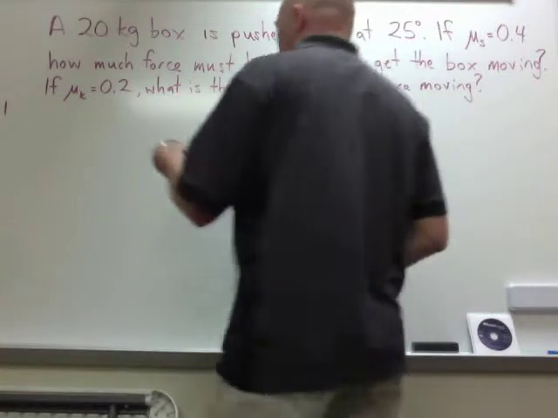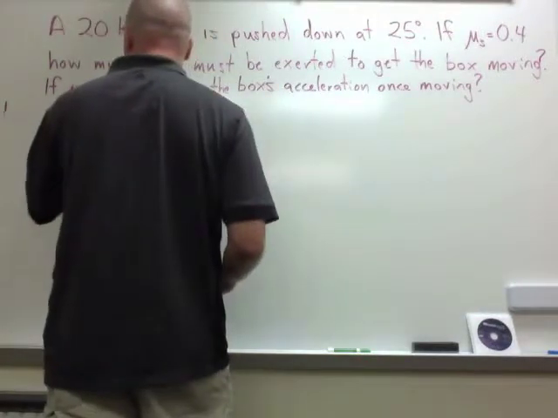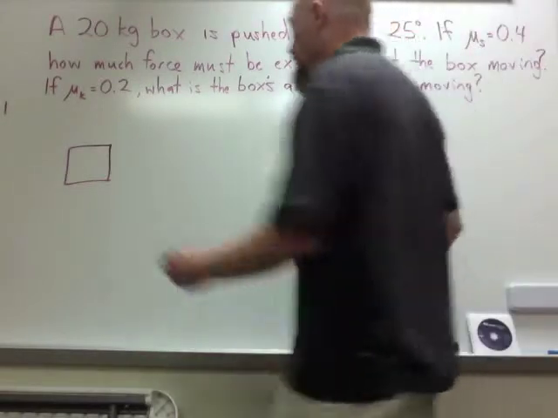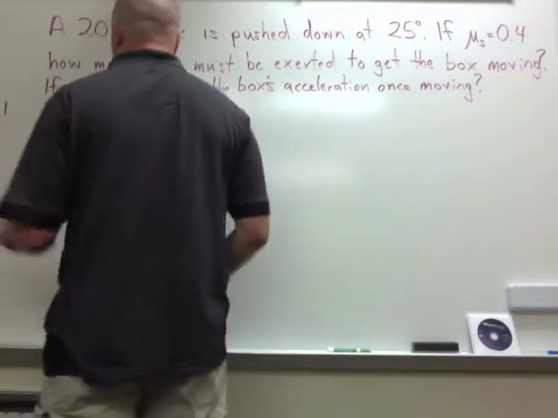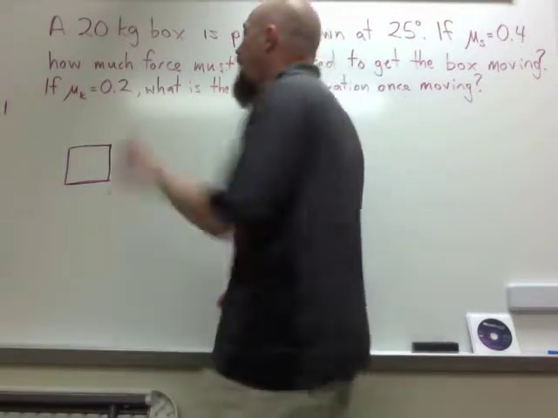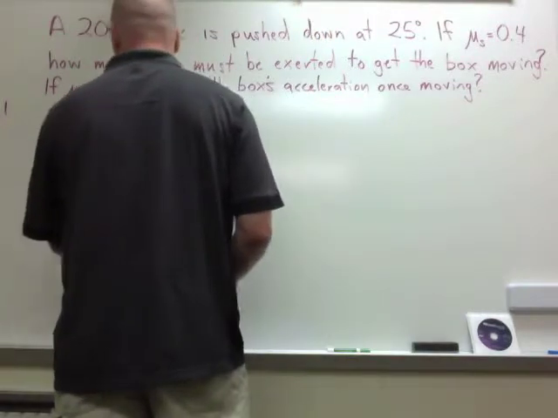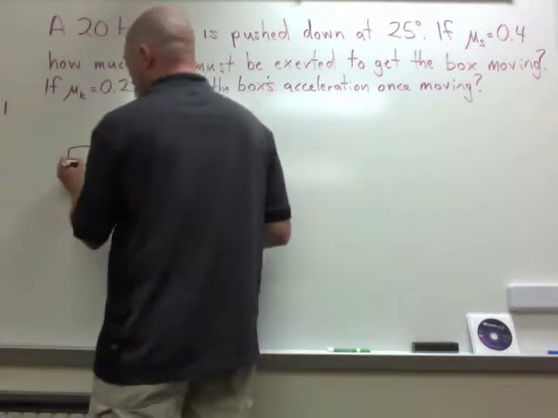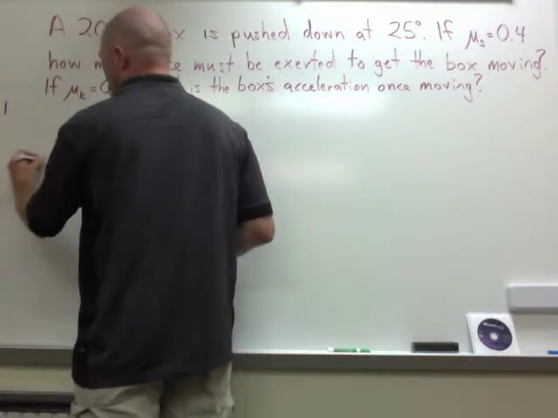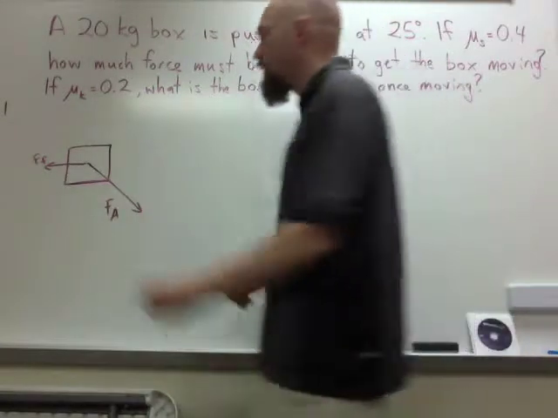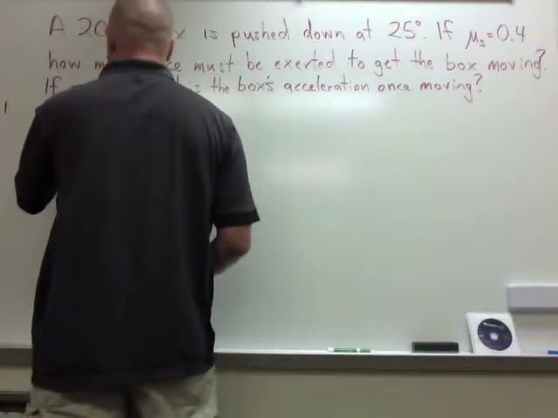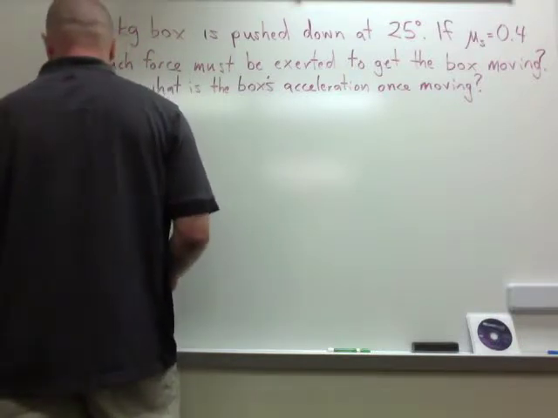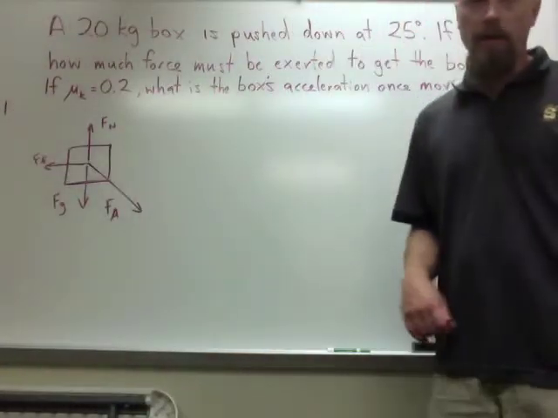If I draw my free body diagram, here is my box. And I know, it looks just like a box. But there's my box, and then you draw the forces acting on the box. So we have our applied force going this way, Fa. We have the force of friction going that way, the normal force going this way, and then, as always, our force of gravity going that way. So that is our first step.